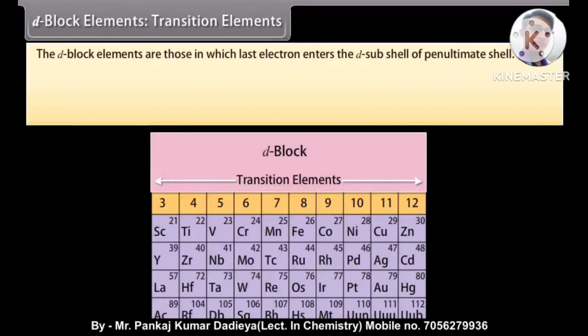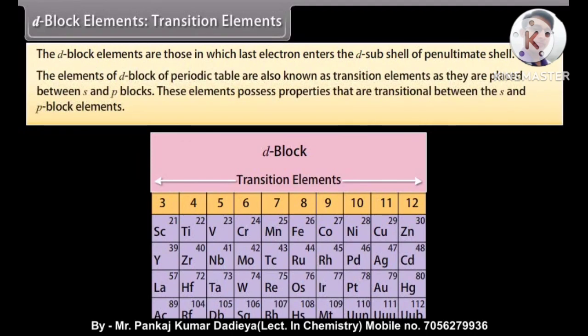D block elements, transition elements. The D block elements are those in which last electron enters the d subshell of penultimate shell. The elements of D block of periodic table are also known as transition elements as they are placed between s and p blocks. These elements possess properties that are transitional between the s and p block elements.